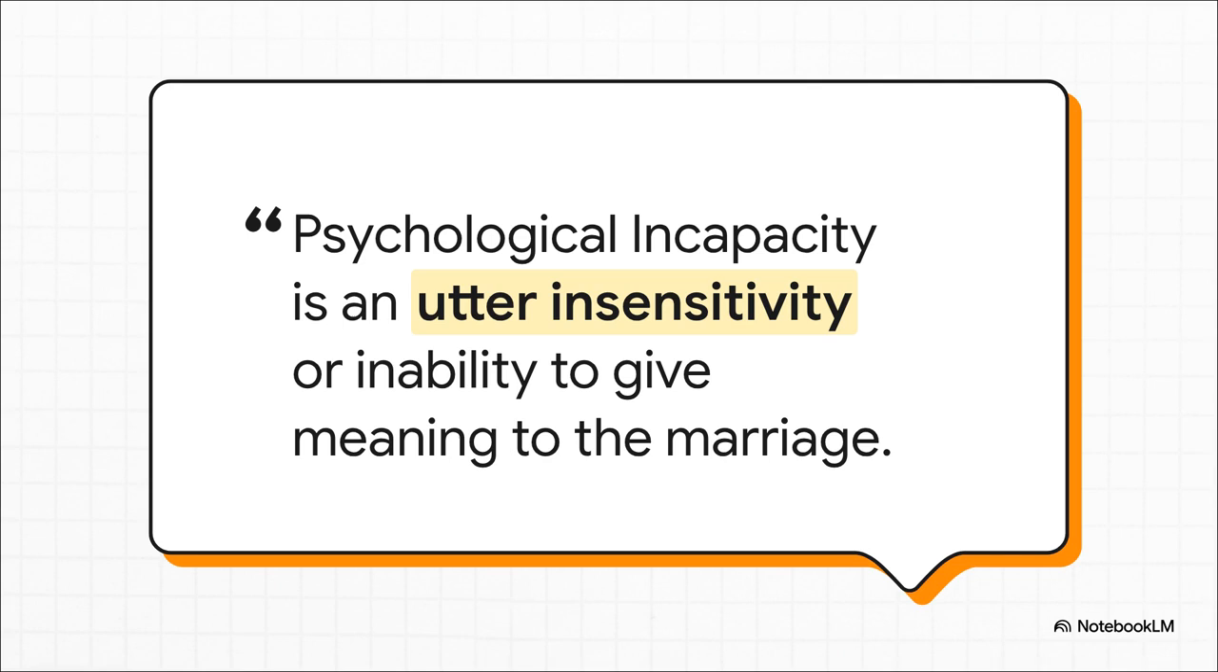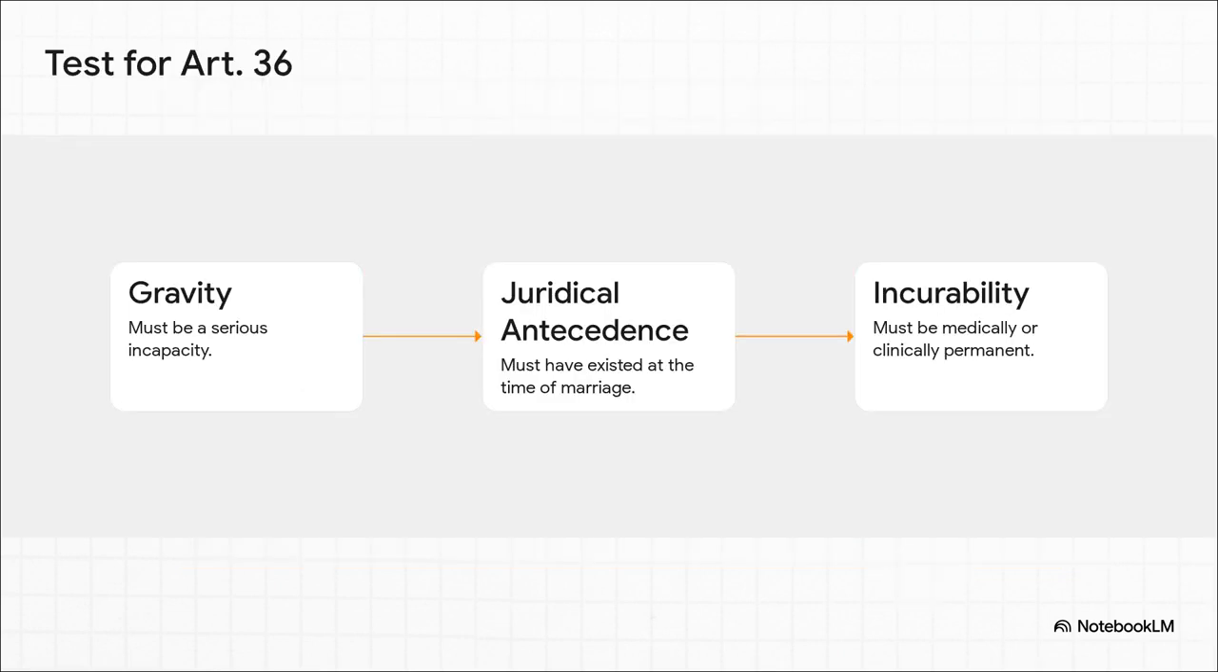Now let's pivot back to a major reason for a void marriage, psychological incapacity, under Article 36. This is one of the trickiest, most debated concepts in family law. And we are not talking about just being immature or having fights. We're talking about a genuine, profound personality disorder that makes someone fundamentally incapable of understanding and performing their essential marital duties.